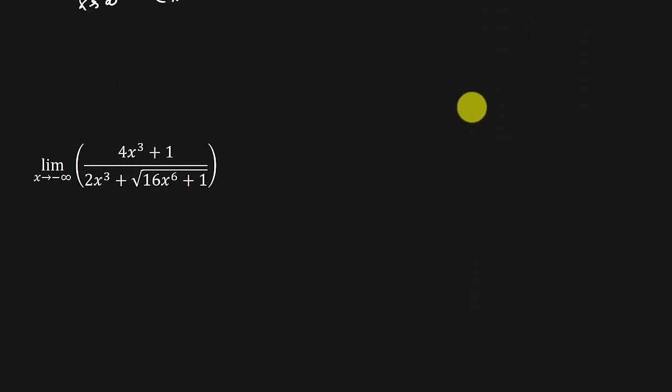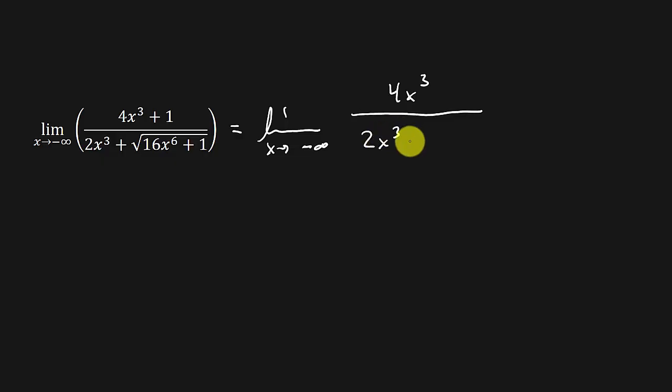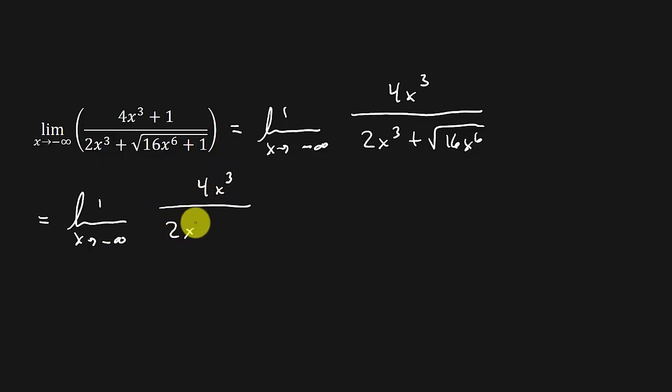All right, now let's look at this one. So it's going to be the same thing. We got the limit as x goes to negative infinity of 4x cubed over 2x cubed plus the square root of 16x to the sixth. Keep the term with the largest exponent in the numerator and the term with the largest exponent in the denominator. I explained that up there when we went to infinity. And so now we got the limit as x goes to negative infinity of 4x cubed over 2x cubed plus what?